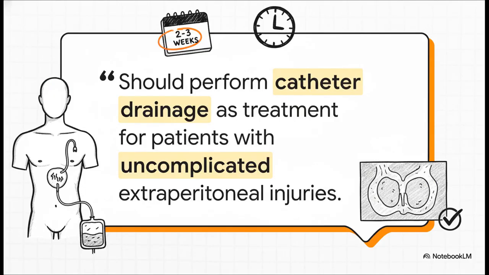So, Guideline Statement 16 tells us that simple urethral catheter drainage is the right treatment for uncomplicated extraperitoneal injuries. Most of these will heal up just fine within 2 to 3 weeks. Of course, you have to perform a follow-up cystogram to confirm that it's healed before you take that catheter out.